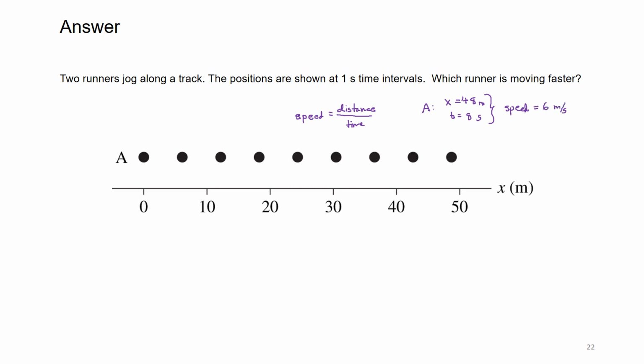But for runner B, you have a bigger distance, but also bigger time. So you end up with a smaller speed. Okay, you get a speed of 5 meters per second for runner B. All right, so runner A is faster, as we figured out from the calculation.